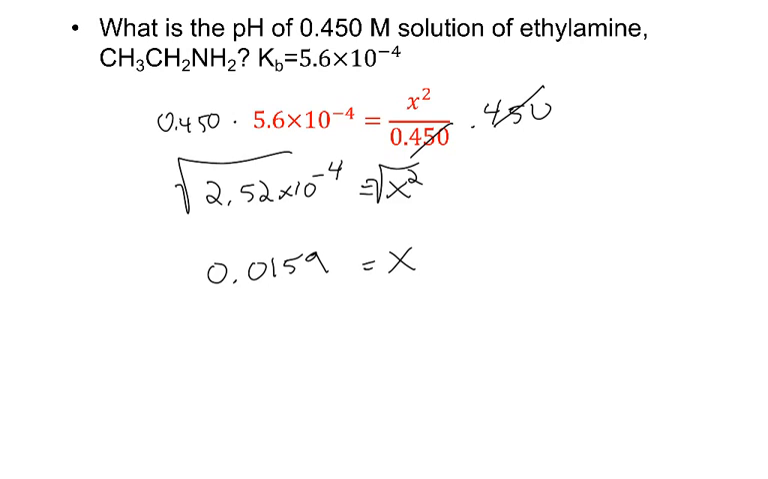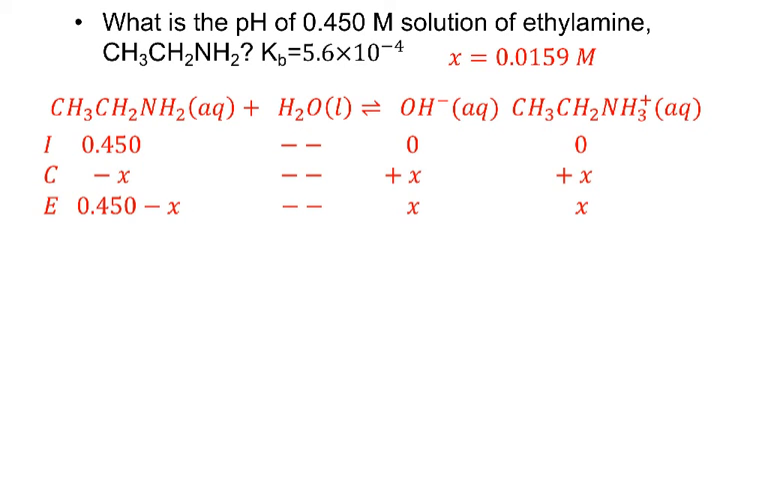Now if we go back to our ICE table, so this is the ICE table that we made before, just a little bit neater because I've typed it out. And we have the X value that we solved for on the previous slide. So X is the hydroxide ion concentration. So I know that is a hydroxide ion concentration. So now all I need to do is find the pH.